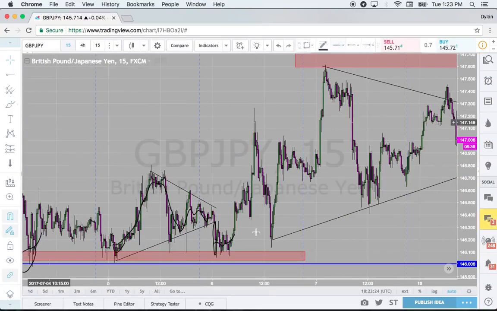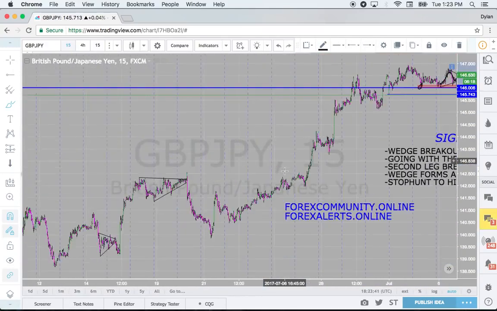So the breakout to the low, remember, induces retail traders to sell while at the same time activating those sell stop orders and then moving the market against the retail traders.